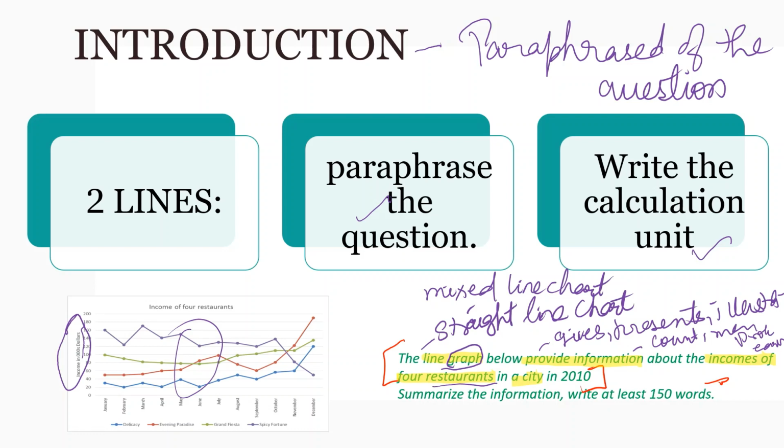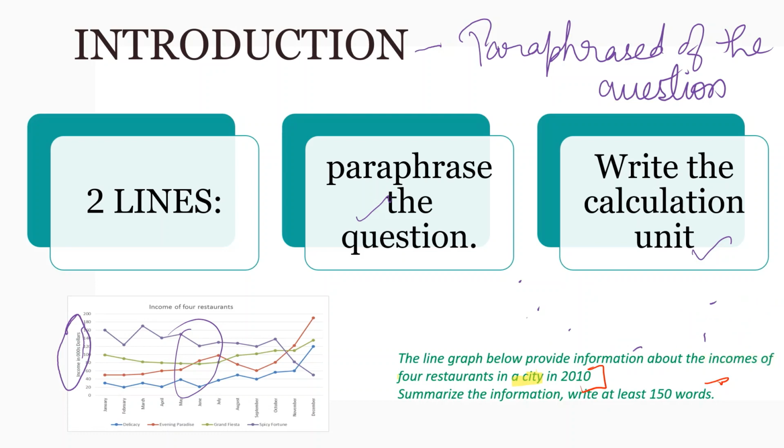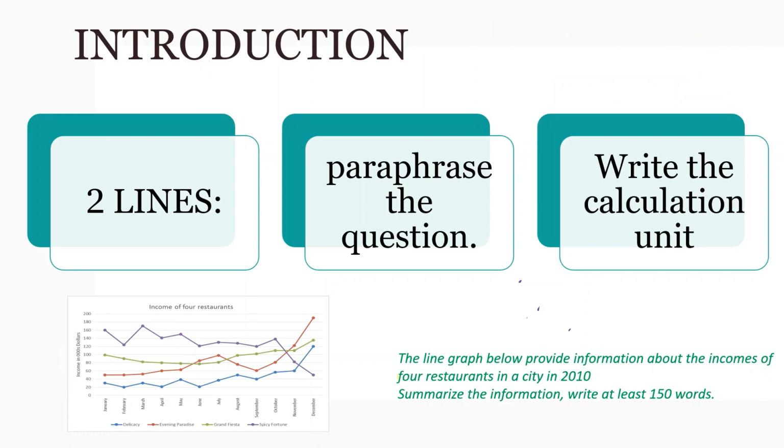So the main idea is that you look at the question and get the synonyms for all the words that you can find, whether it is your noun, your adjective, or your pronouns. Get the synonym and then write that in your introduction paragraph, and then include one line about the calibration. Here the calibration will be in $1,000 and hence your introduction is ready. Just 2 lines and the introduction is ready. First you paraphrase the question and then write one line which says what the unit of the calculation is.